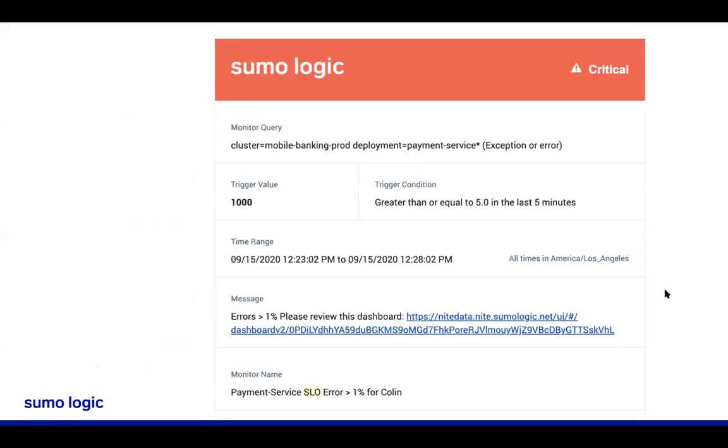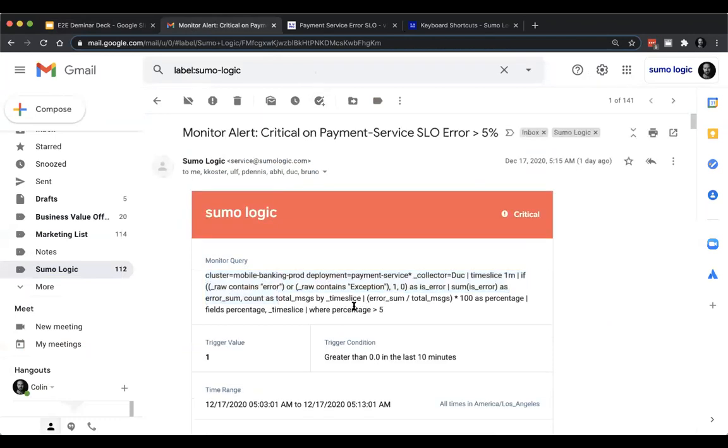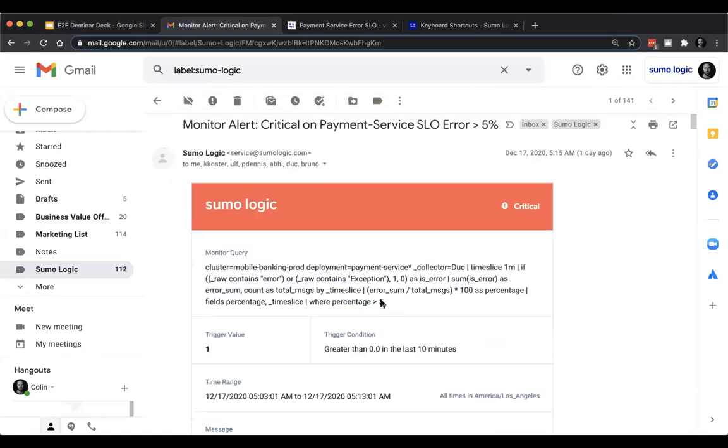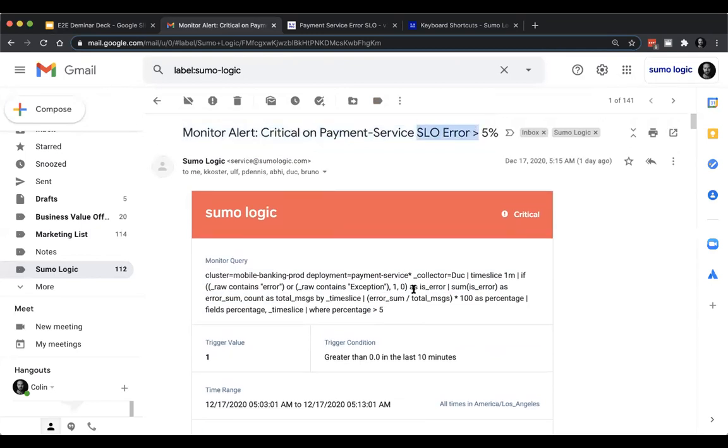So a typical troubleshooting issue might start with an email such as this. And I'm going to switch over to the live view now and actually pull up my email just so you can see. This is an actual email alert from Sumo Logic's platform saying, hey, you've got a critical alert on the payment service. It's beyond 5% on your service level objective or SLO error.